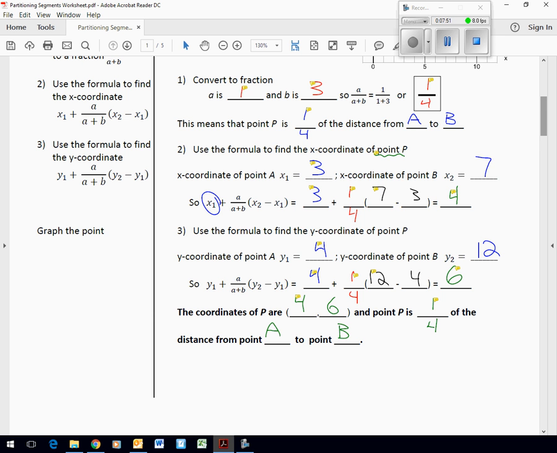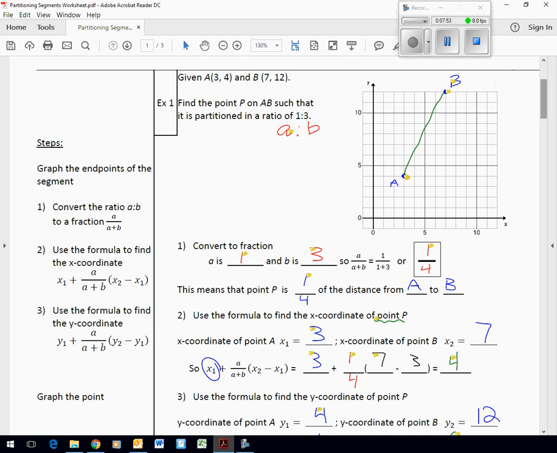Let's go up here and graph it so we can finish our answer. P, let's see, 1, 2, 3, 4, 1, 2, 3, 4, 5, 6. Okay, so if I was able to draw, that would be point P, and from A to B, that is approximately 1/4 of that distance, right? All right, now any questions you have about the formula or anything like that?